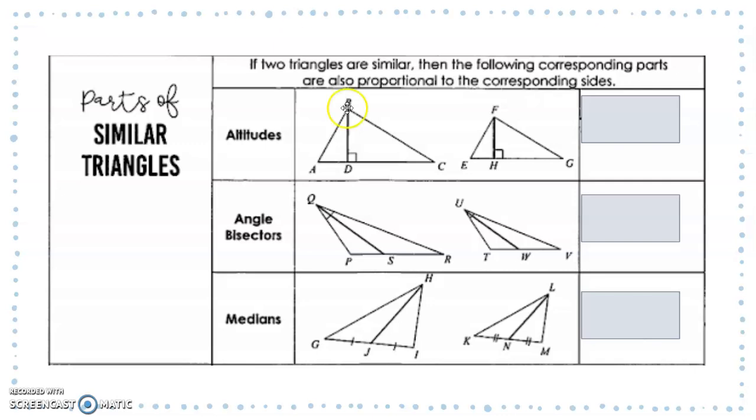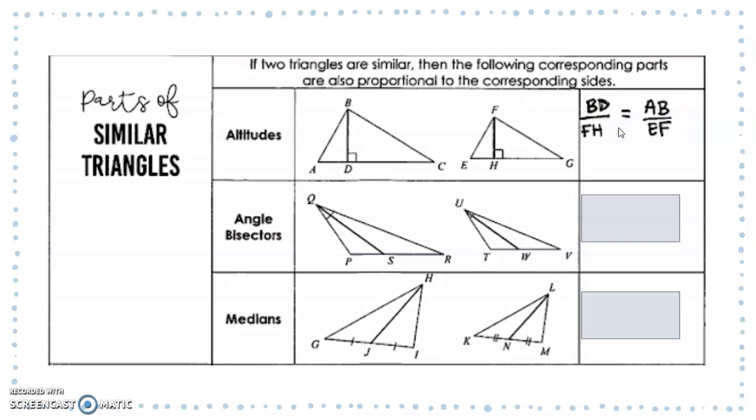Looking at our altitude, it is what cuts a triangle from a corner and forms a right angle down below. So line BD in this first triangle would be the altitude, and line FH would be the altitude. With our proportion, we can say that those altitudes are proportional to sides of the triangles.